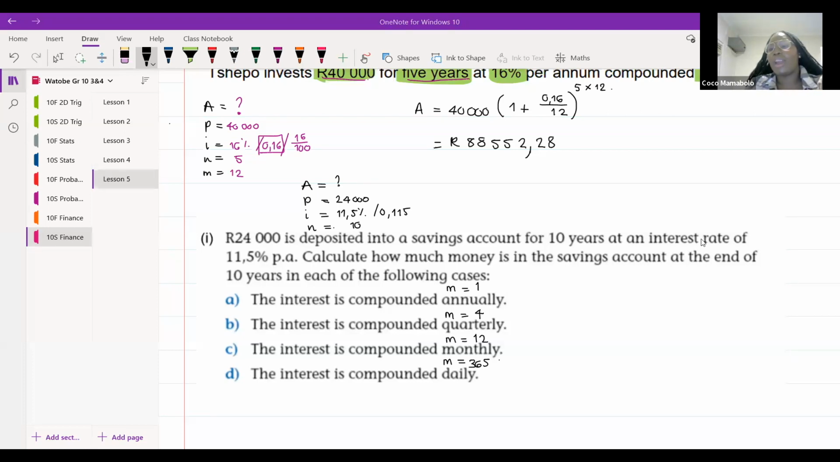Okay, I'm going to write down that formula one more time for you guys. A is equal to P, open brackets, 1 plus i over m, close brackets, to the power of n times m. And when you're done, pop your favorite emoji in the chat.